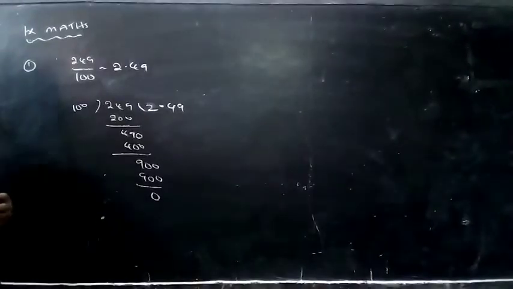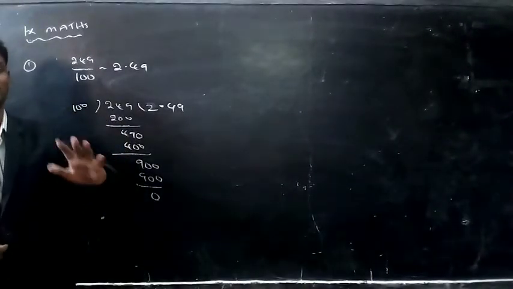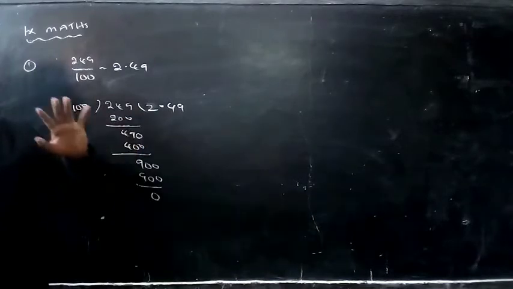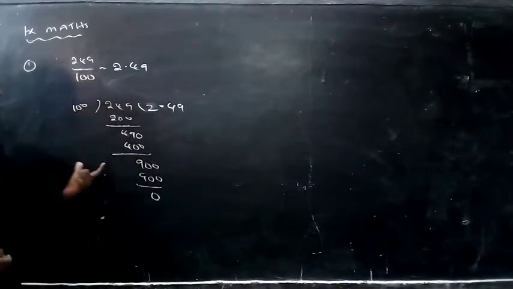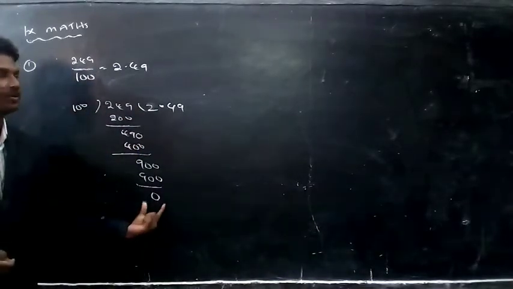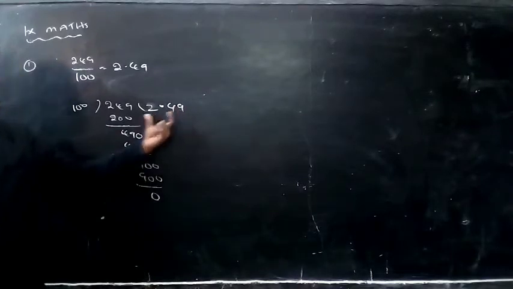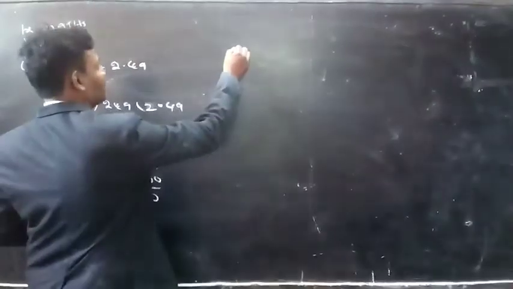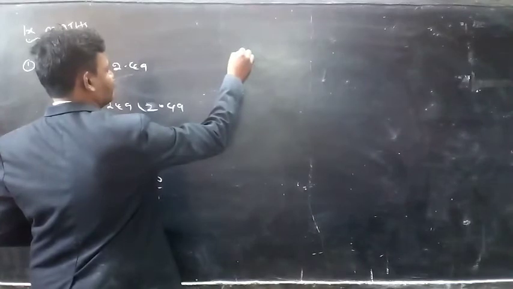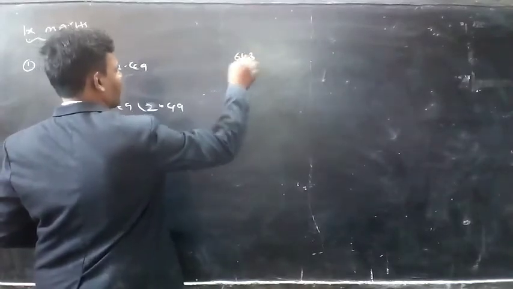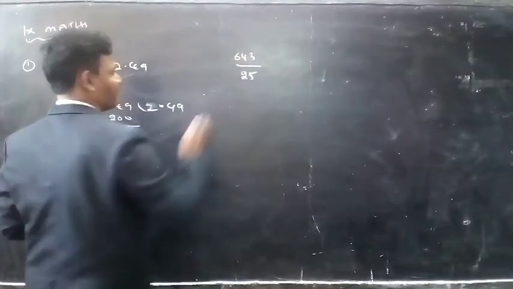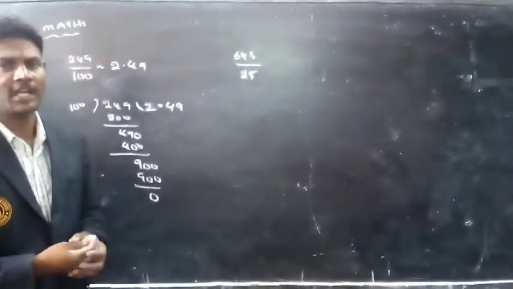249 by 100 is a terminating decimal or non-terminating recurring decimal. So after the division, what is the remainder here? 0. So it is a terminating decimal. For example, here, 643 by 25.